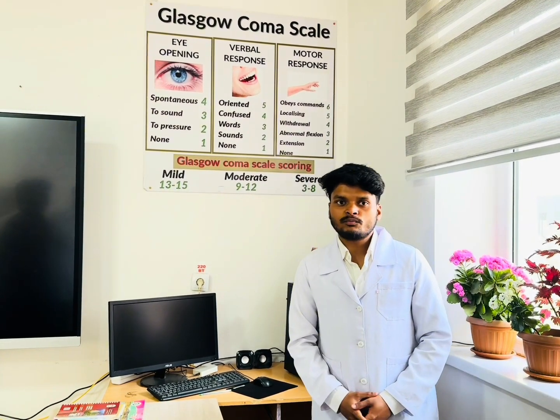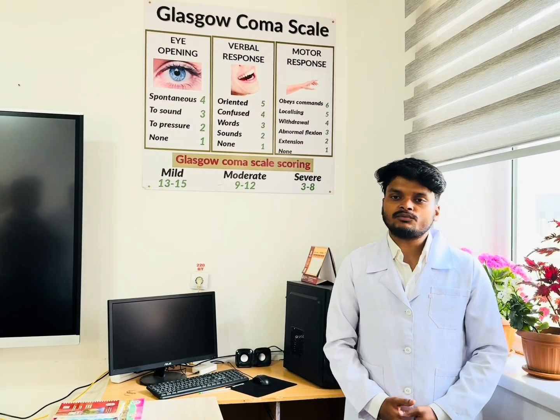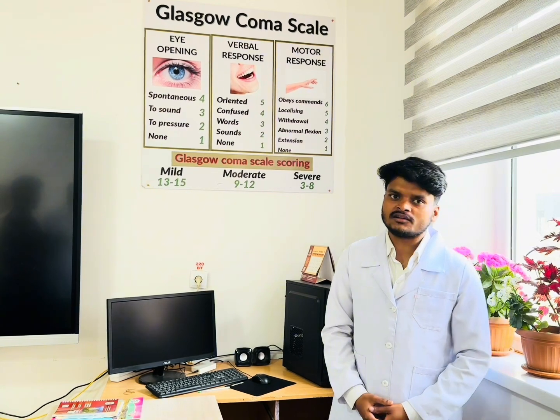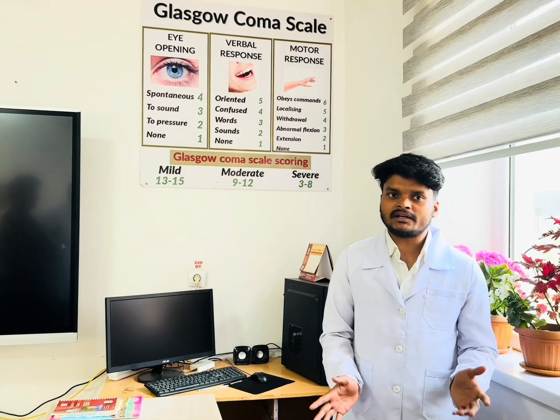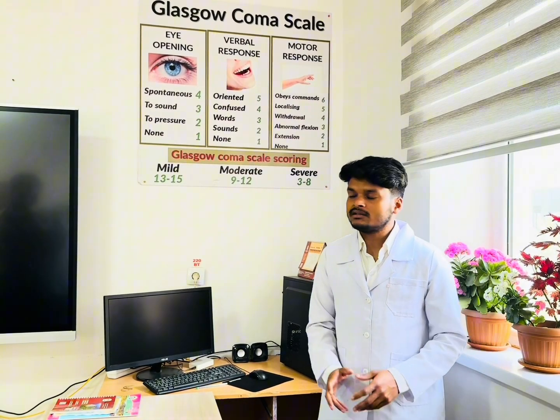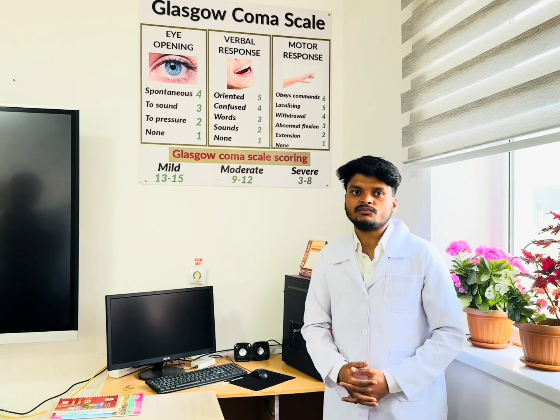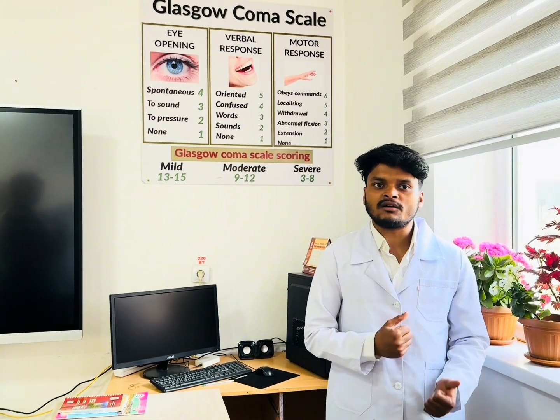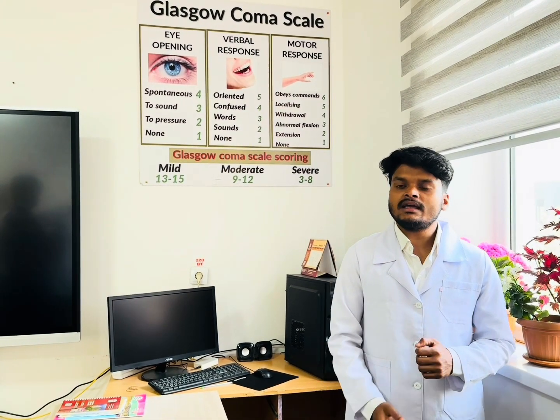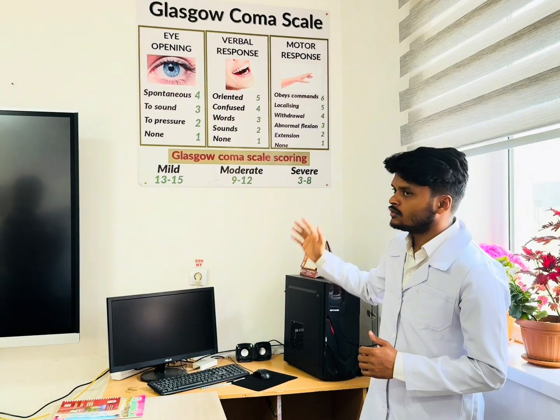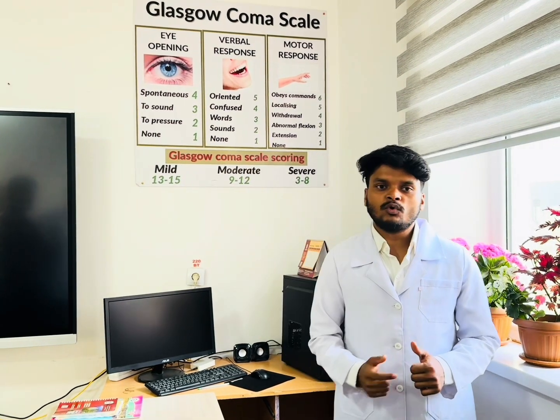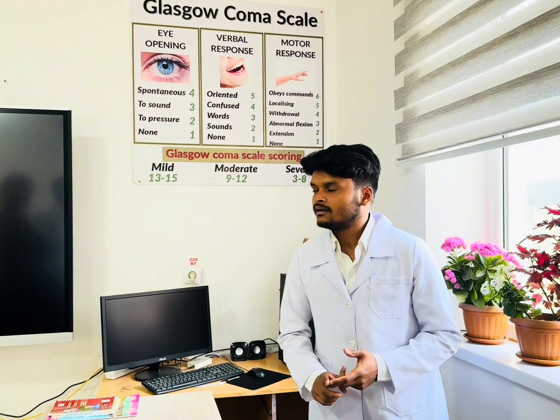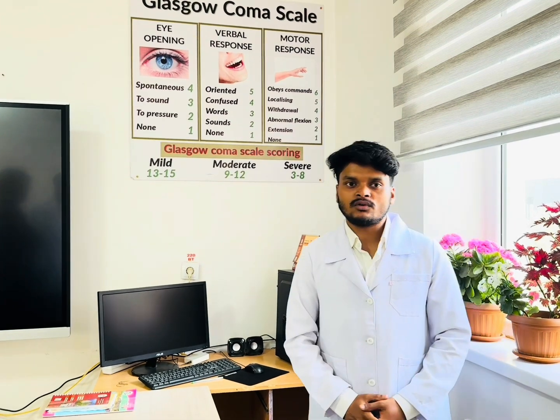And in 4 points there is confused, in which I ask a question and the answer is given in a disoriented manner. In the third point there are words, in which the patient gives random speech not making sense. Another is sounds, where we hear moaning, and none. The patient is unconscious, and there is no response in none.